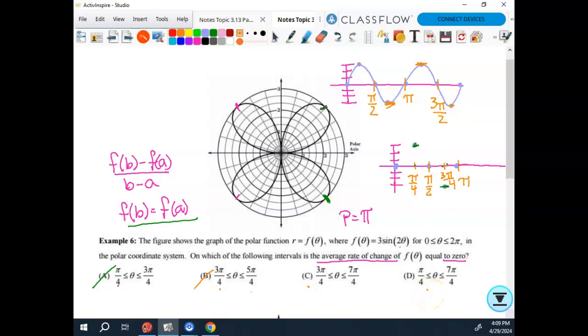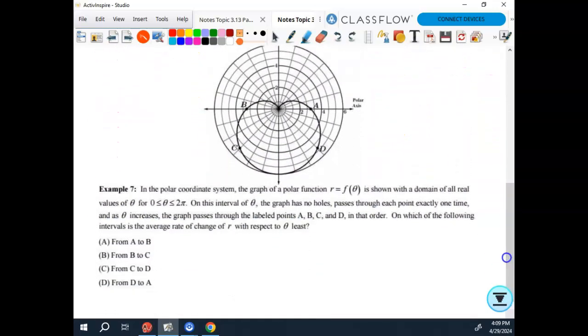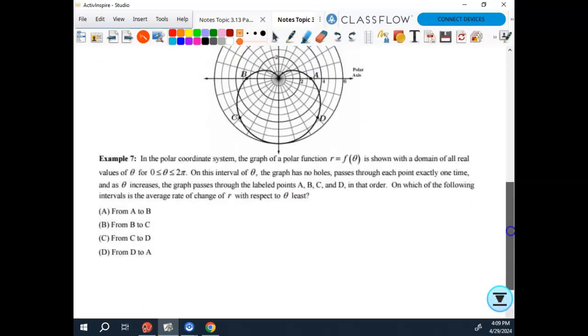Let's look at D. Pi fourths and 7 pi fourths. They do not have the same y value. I don't like them. There's my answer. I mean, you could work out the slope 4 times, like we did on the last one, but I don't know that you want to do that either. Okay. Now this last one here.